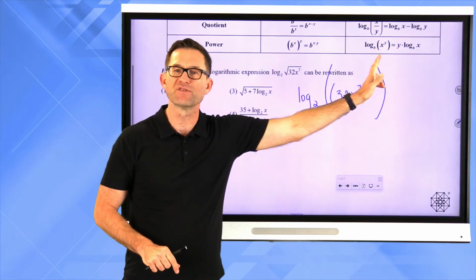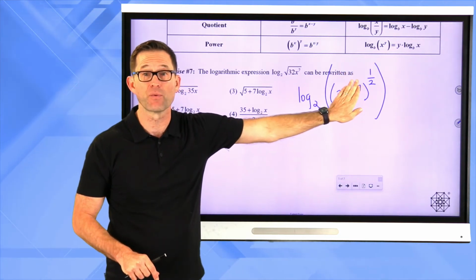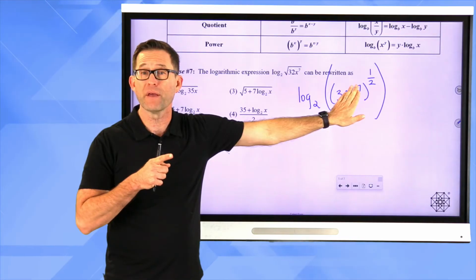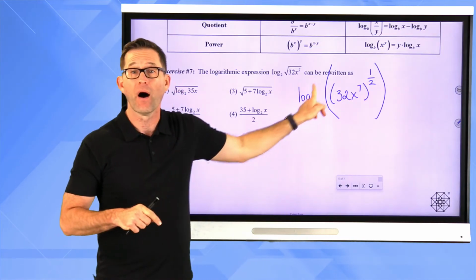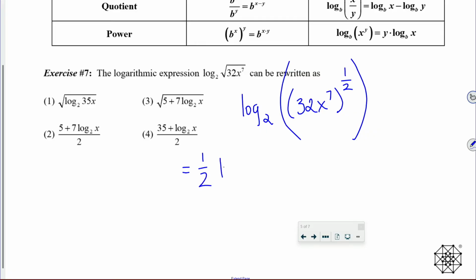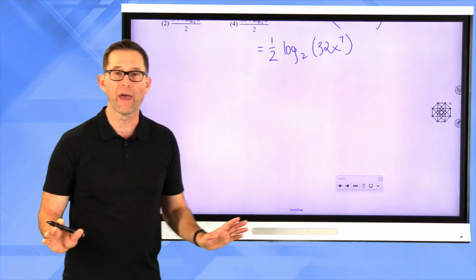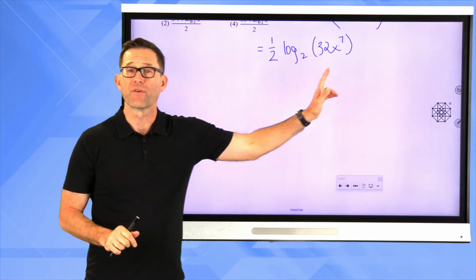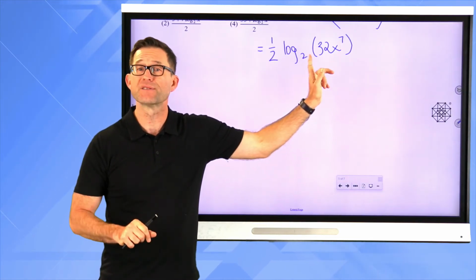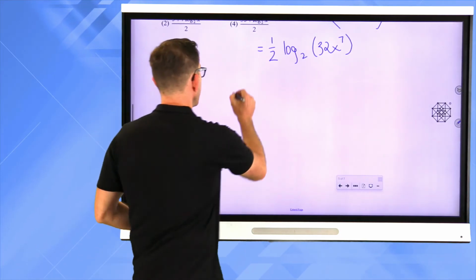I take the logarithm of something raised to a power, that something being 32x to the 7th doesn't really matter. But if I take the logarithm base 2 of something to the 1/2, I can bring that 1/2 out. And then I have the log base 2 of 32x to the 7th. Now what I've got inside of here, fundamentally, is the logarithm of a product, the product between 32 and x to the 7th.